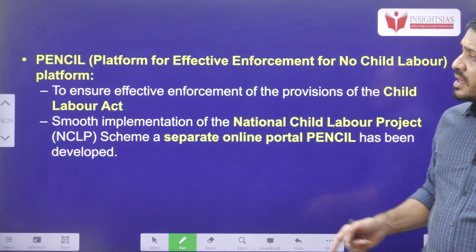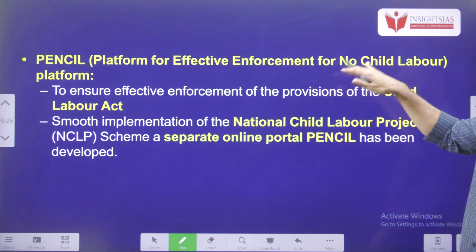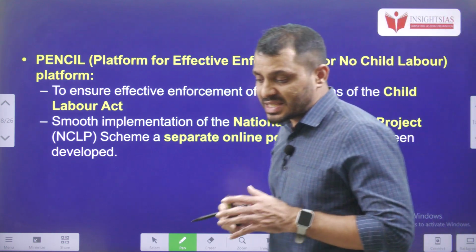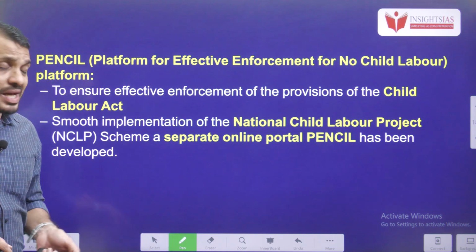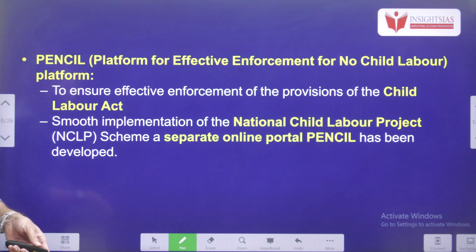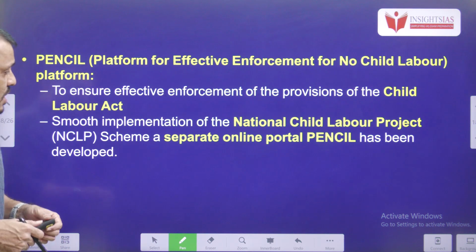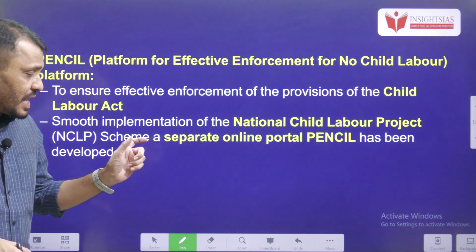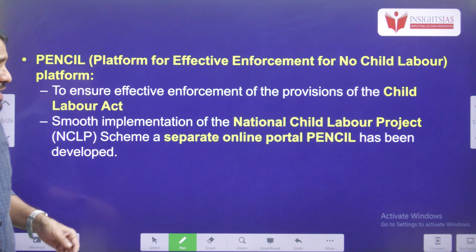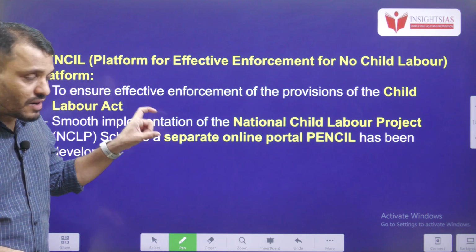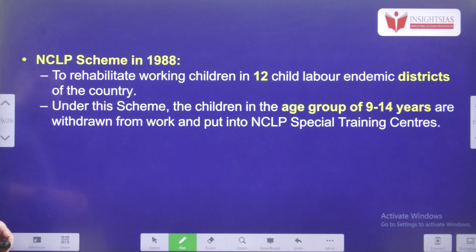regulations. Then PENCIL, what does it stand for? First let's see. Platform for Effective Enforcement for No Child Labor. So this is the platform created to prevent child labor. It is to ensure effective enforcement of the provisions related to the Child Labor Act and the smooth implementation of the National Child Labor Project, and a separate online portal, PENCIL, has been launched. So this is developed mainly for the smooth implementation of the National Child Labor Project and enforcement of the Child Labor Act. For these twin objectives, we launched this PENCIL.